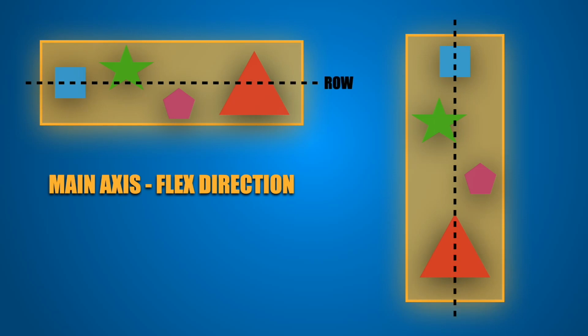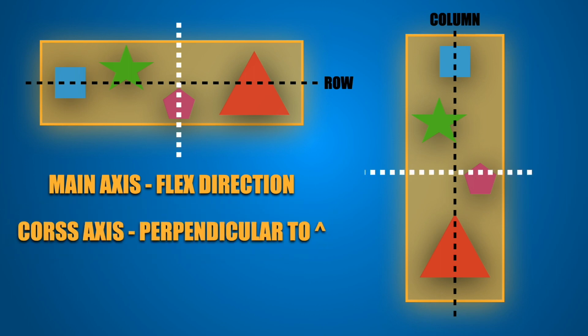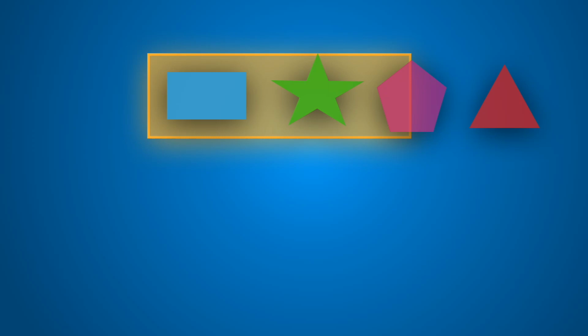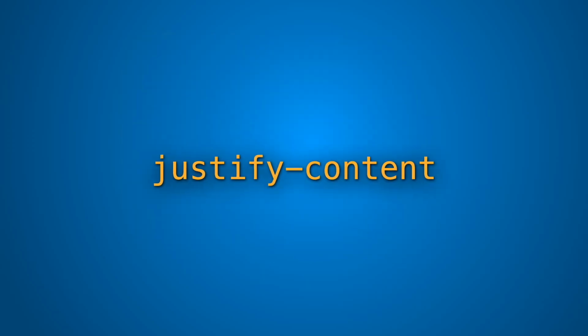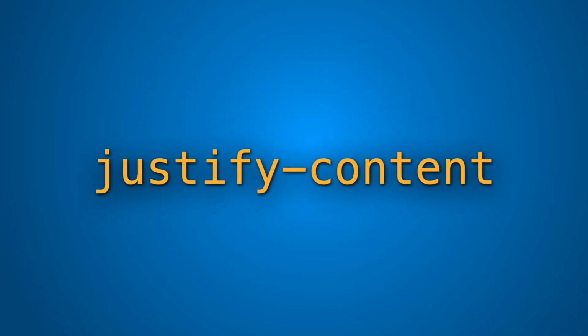This can be horizontal, called row, or vertical, called column. This decides the flow of the items within it. It also has a cross axis, which runs perpendicular to the flex direction. This helps control the alignment of the items relative to each other. By default, all items are put in one line, but we can also set our flex items to wrap if a line overflows. The most important CSS property for flex is justify content.